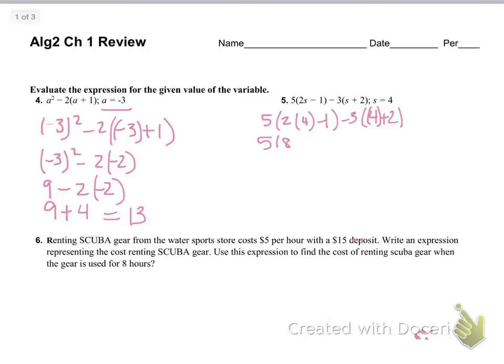So 2 times 4 gets me 8. And in there I got 4 plus 2, which gets me 6. I still have inside my parentheses I can do, so 8 minus 1 gets me 7. I don't have any exponents, but I have things I can multiply. 7 times 5 is 35. 6 times 3 is 18. 35 minus 18 should get you 17.